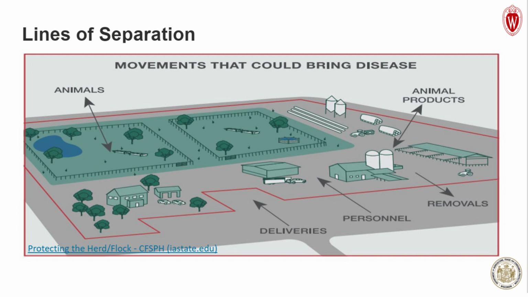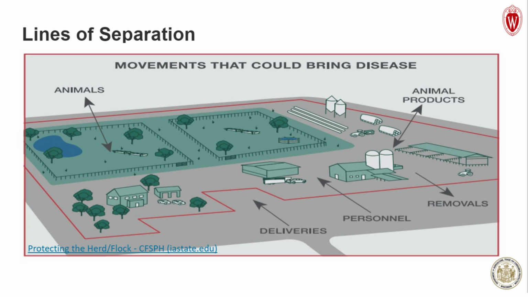Remember the line of separation from the basic biosecurity presentation? The line of separation is like a moat around a castle, and the drawbridge like the entry points to help exclude diseases from entering your farm. This is called bioexclusion. You are focused on keeping disease out.